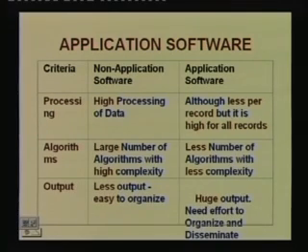Algorithms, there are usually very less number of algorithms in application software, the complexity is low, but in non-application software there may be large number of algorithms of high complexity. The output is usually less in non-application software, and organizing output is not a major challenge, but since application software has huge output, you require effort to organize and disseminate.